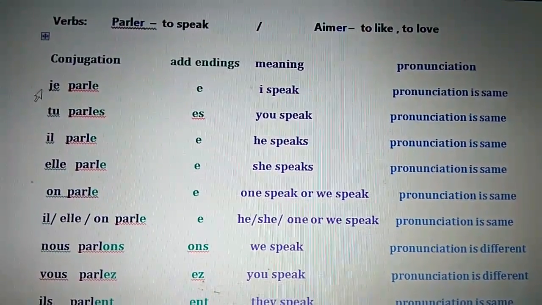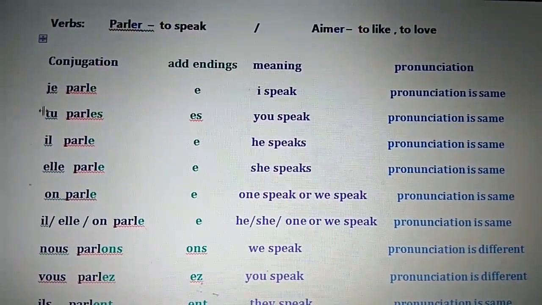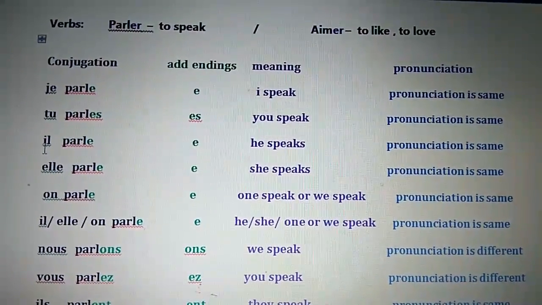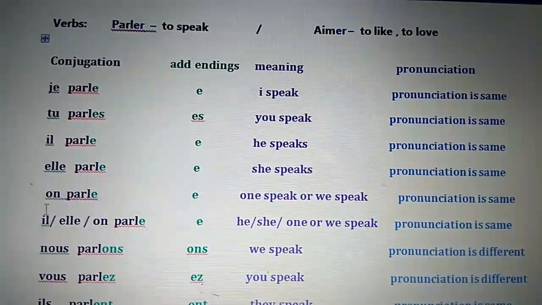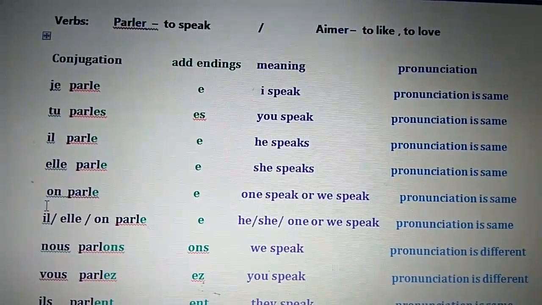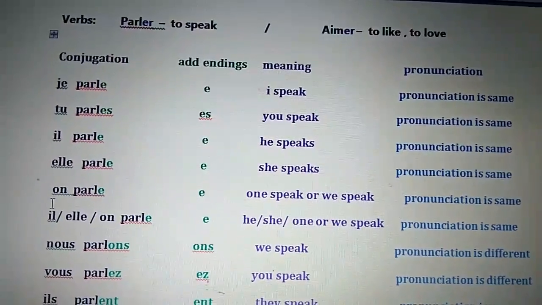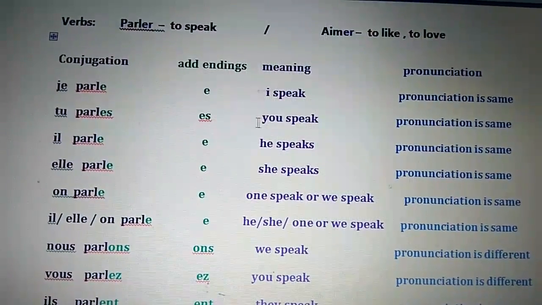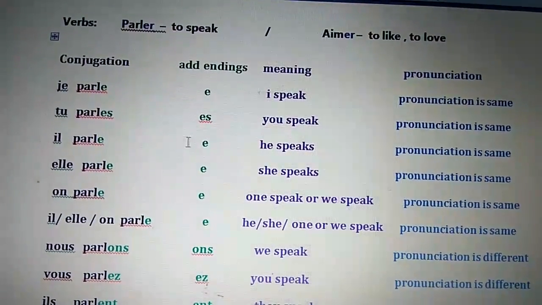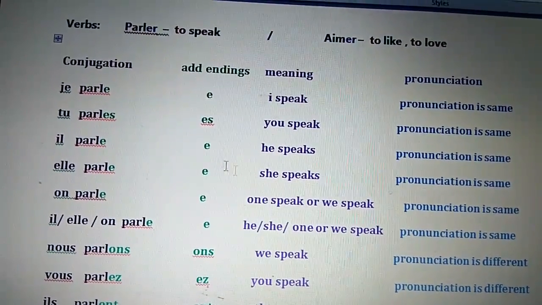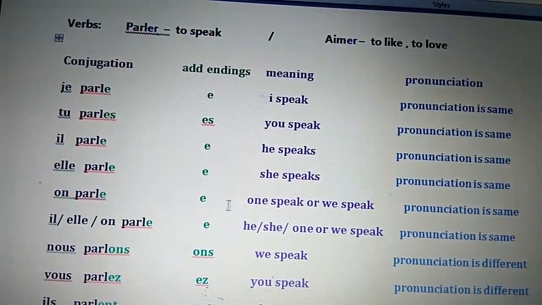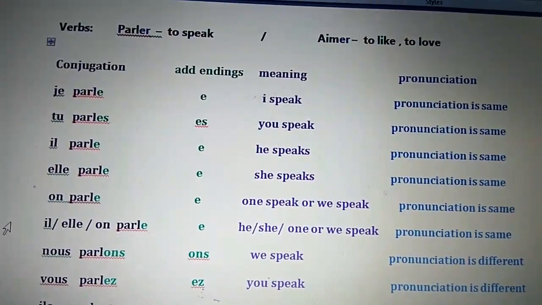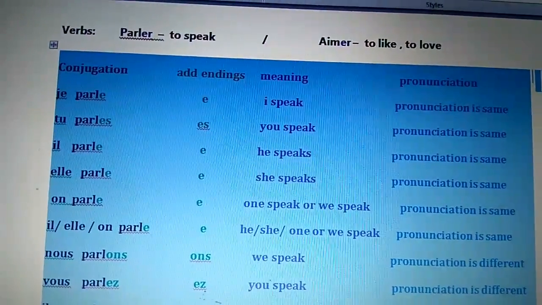This is the first subject pronoun. Je parle, tu parles, il parle, elle parle, on parle. And you can see the meaning also. Je parle, I speak; tu parles, you speak; il parle, he speaks; elle parle, she speaks. On parle means one speaks or we speak. It has two meanings.